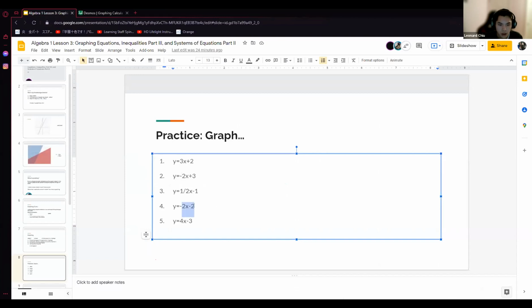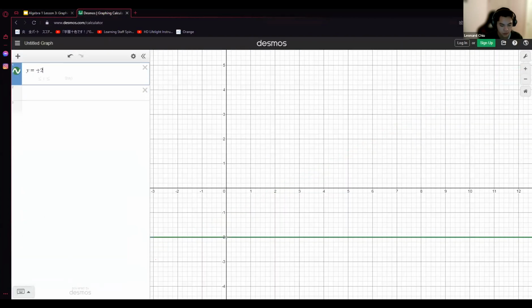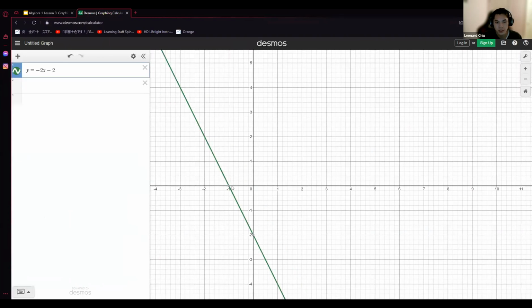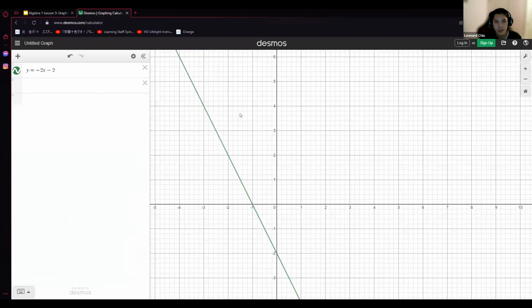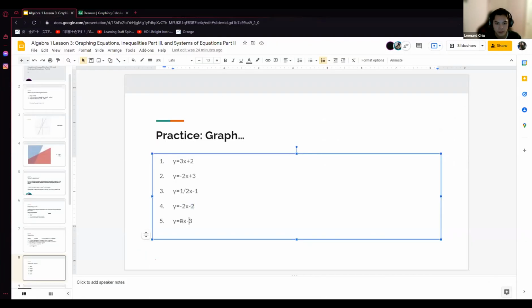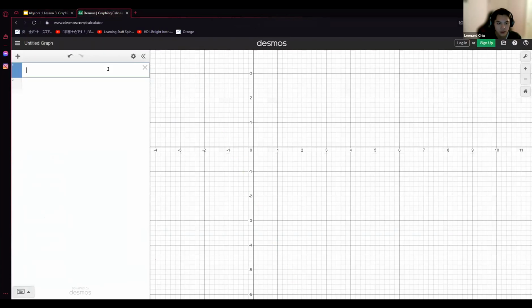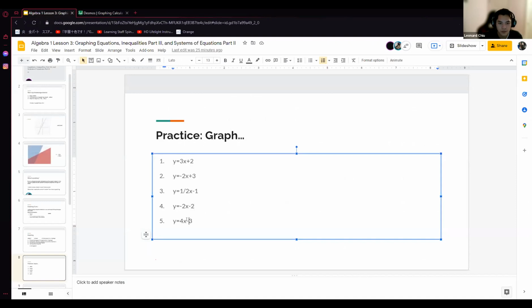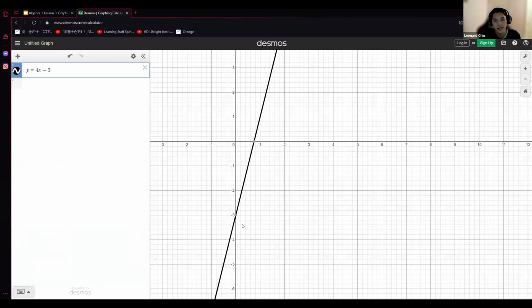Next one, negative 2x minus 2. It should look something like this. The intercept is here, and again, negative slope. This time the y-intercept is negative, so it's down here. Last one, 4x minus 3. It looks like that. The intercept is plus b, so if you have y equals 4x minus 3, it's actually plus negative 3. So your intercept will be negative 3 instead of 3.